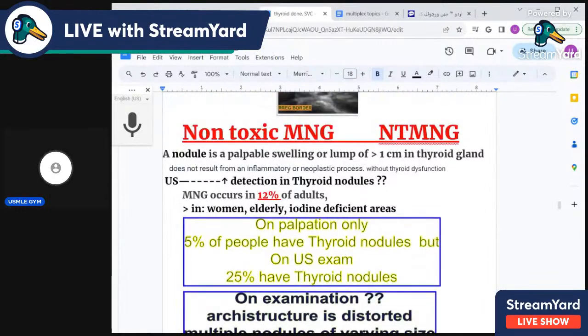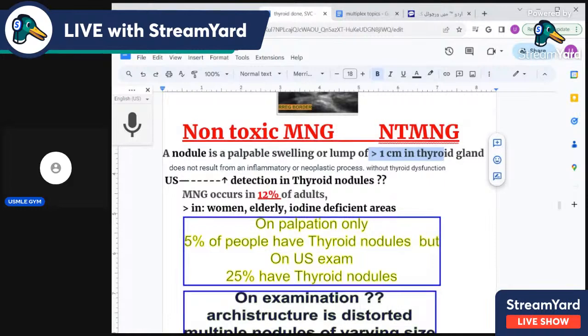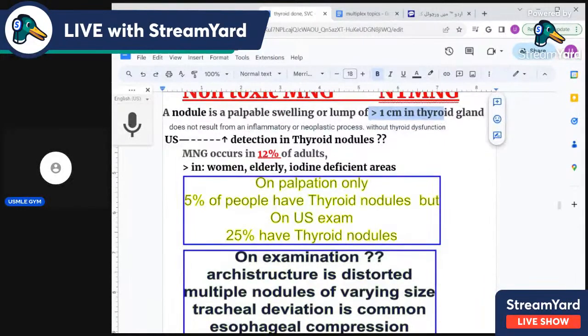Now, the next topic is non-toxic multinodular goiter. So what's a nodule? A nodule is a palpable swelling or lump of more than 1 centimeter in the thyroid gland on examination, whereas ultrasound detects more thyroid nodules, smaller ones, 25%, which are as small as 3 millimeter.